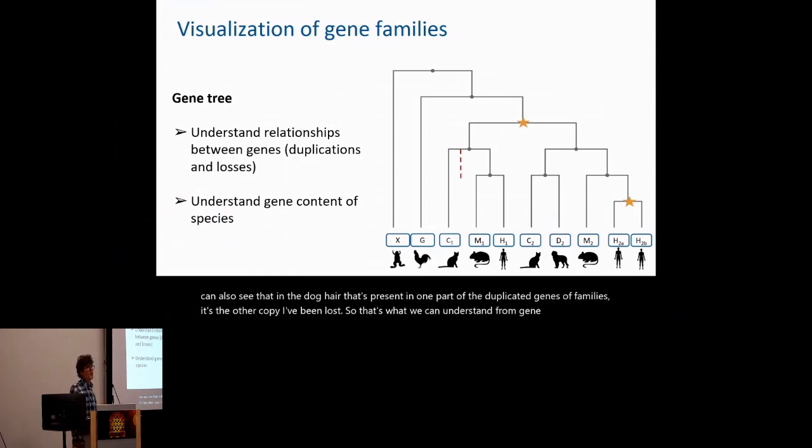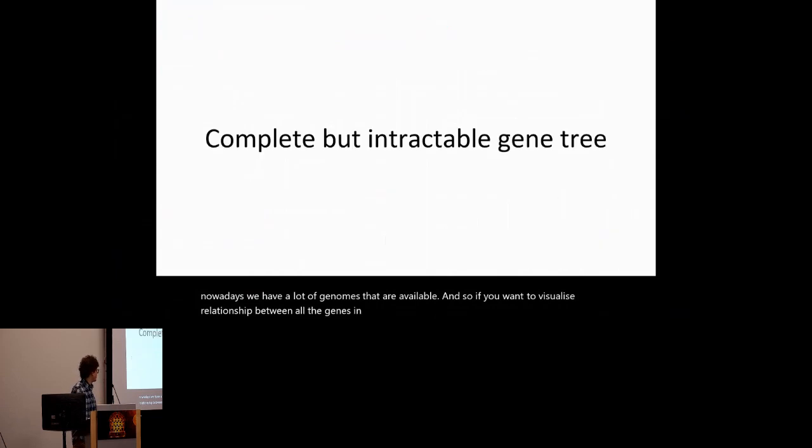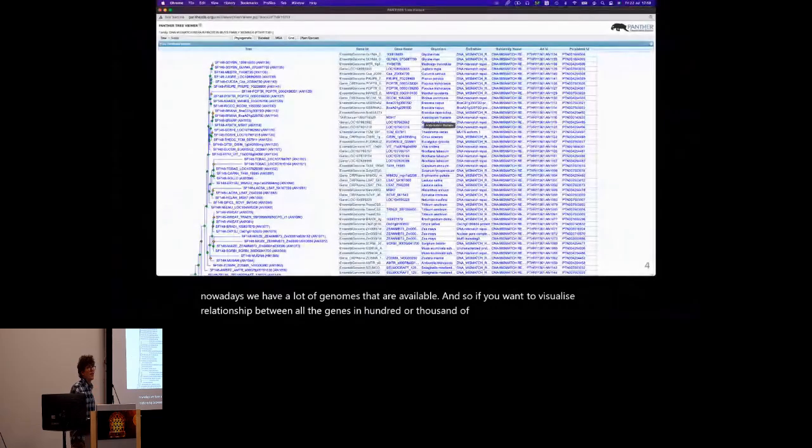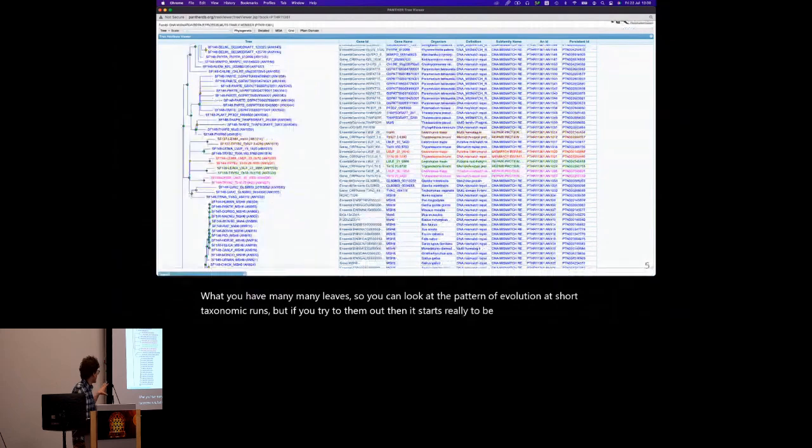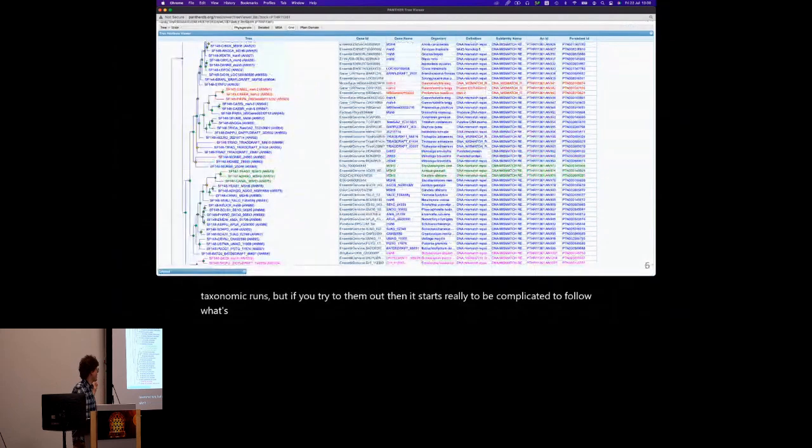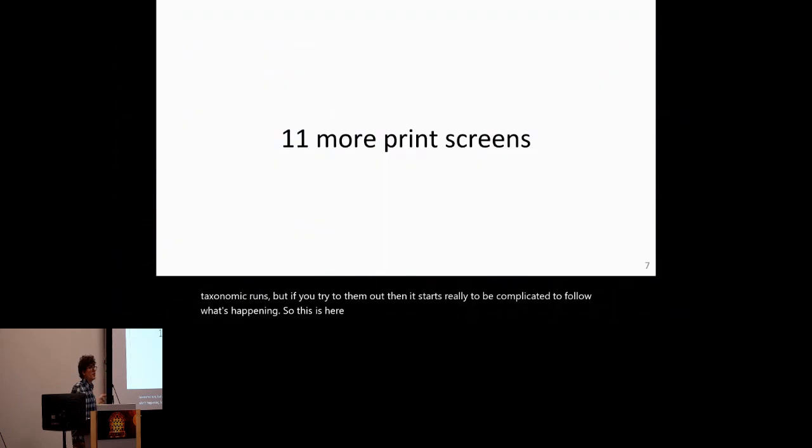But nowadays, we have a lot of genomes available. And so if you want to visualize the relationship between all the genes in hundreds or thousands of genomes, then it starts looking like this, where you have many leaves, so you can look at the pattern of evolution at short taxonomic range. But if you try to zoom out, then it really starts to be complicated to follow what's happening. So here are three parts of the same gene trees.